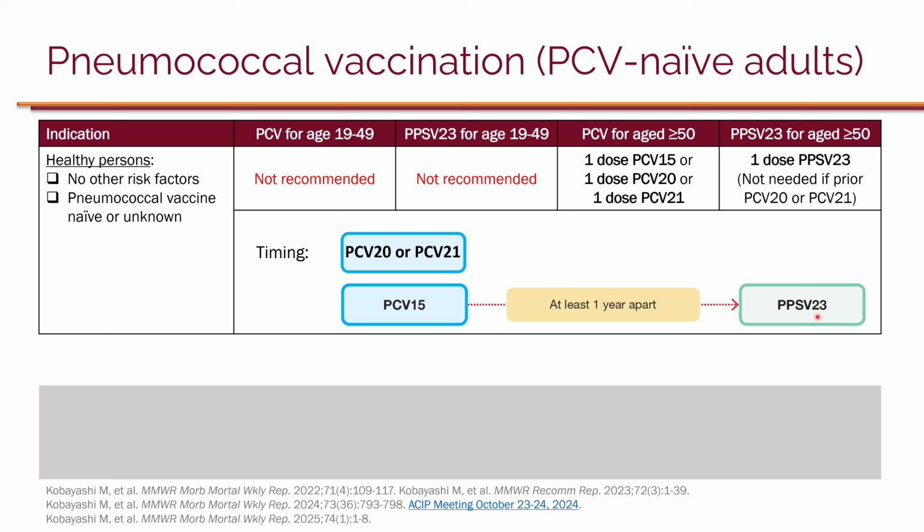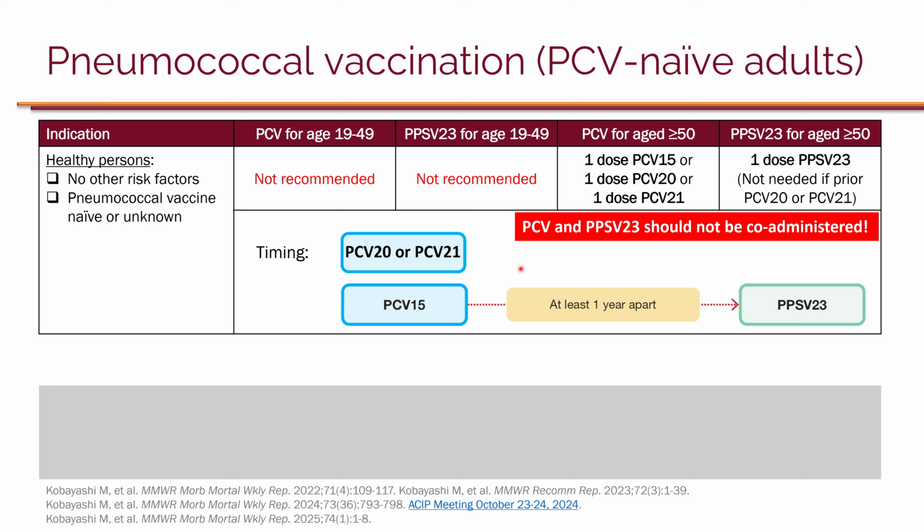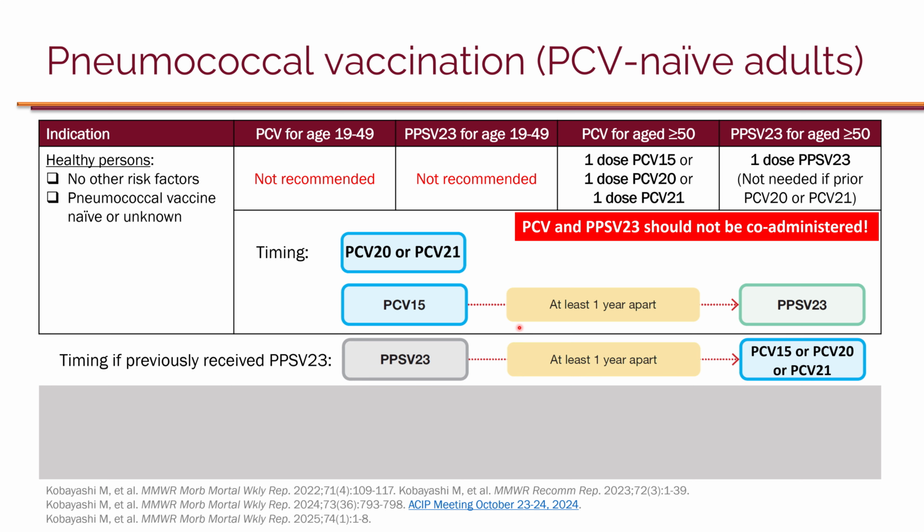So PPSV 23 is less effective, less immunogenic, but it will add extra coverage for those extra serotypes that are not included in PCV 15. It is important to keep in mind that PCV and PPSV 23 should not be co-administered in the same visit. So there has to be some time between the 2 doses. They should not be given at the same time.